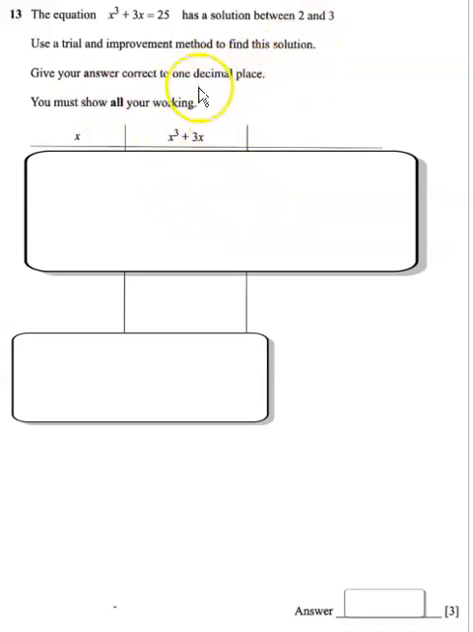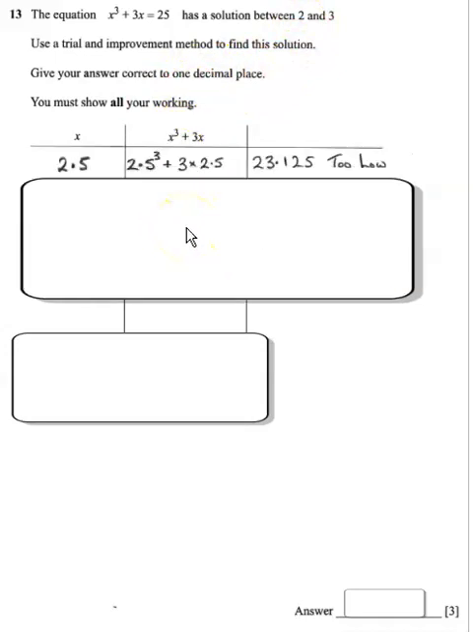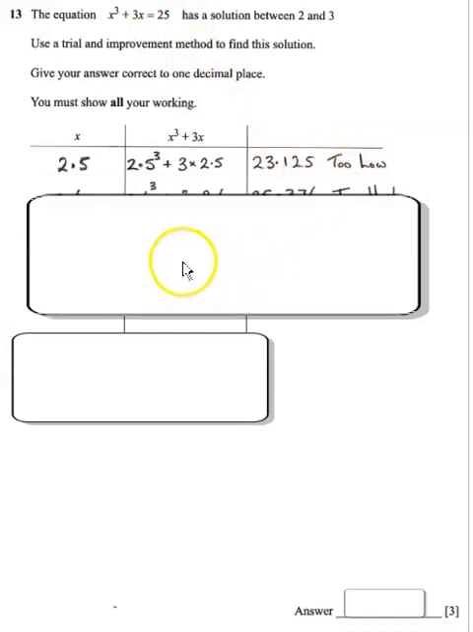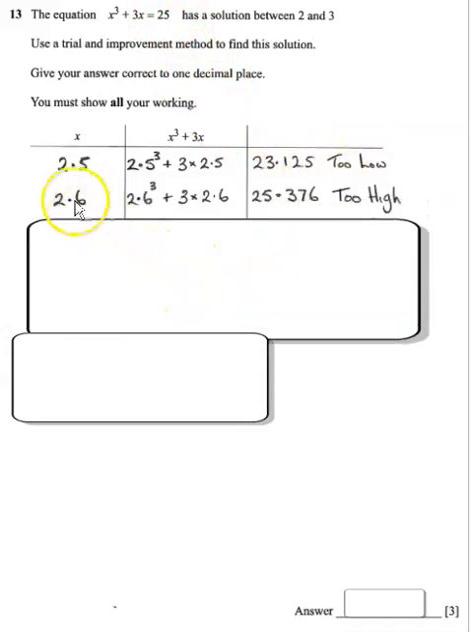So for this one, because the solution is between 2 and 3, we can actually do it halfway. So we can see that 2.5. Now all we're doing is taking this 2.5 and substituting it into here. So it's 2.5 cubed plus 3 times 2.5, and that would be 23.125, which when we compare it with 25 up here, it's a lot smaller, so that's too low here.